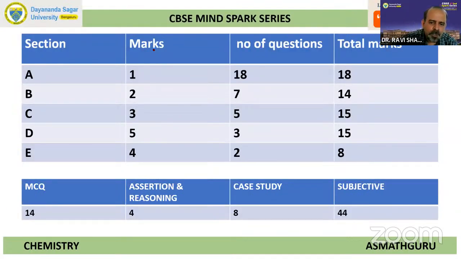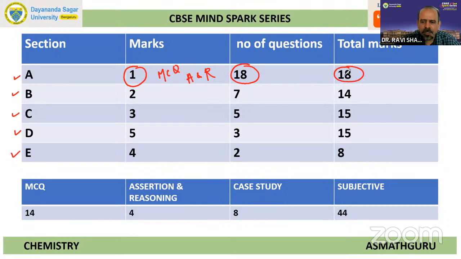And if you take the entire question paper, you now know that there are 5 sections: A, B, C, D, E. Section A, you know that, there will be MCQs. Sir, assertion and reasoning will be there. How many questions? Sir, there will be 18 questions. How many marks will it have? Sir, 18 marks will be there.